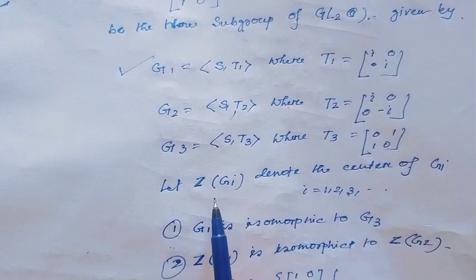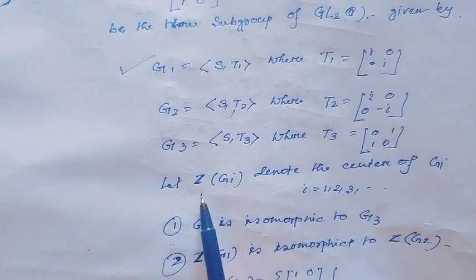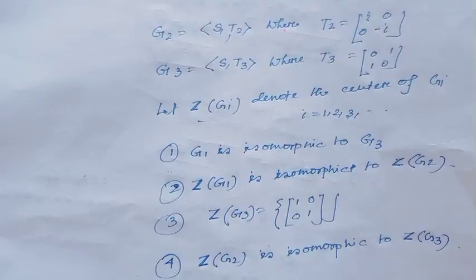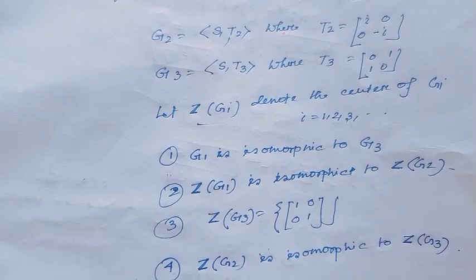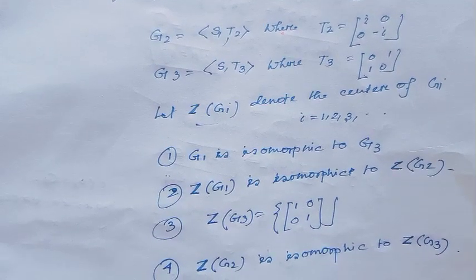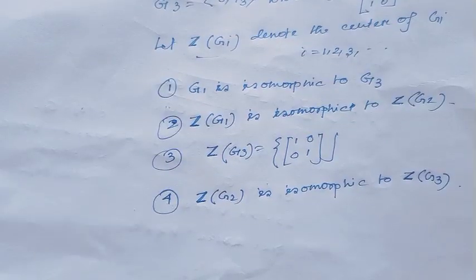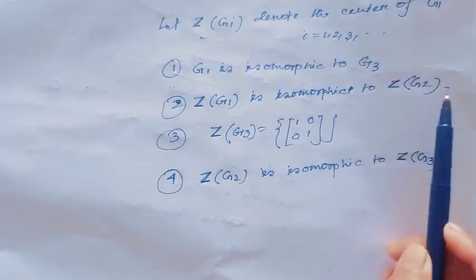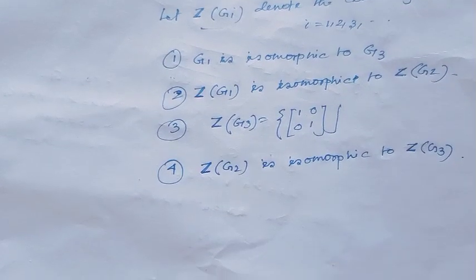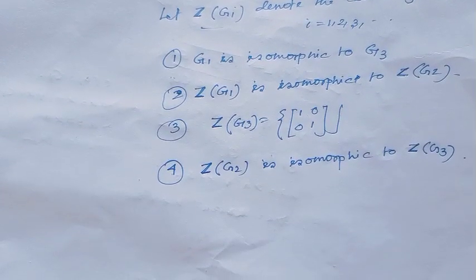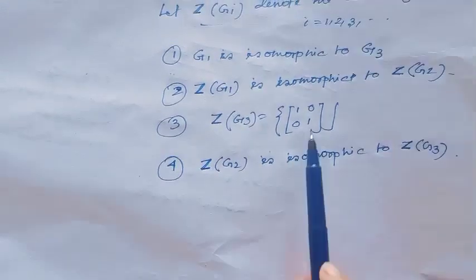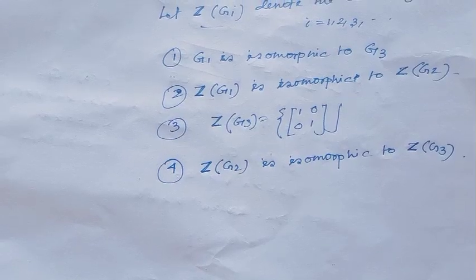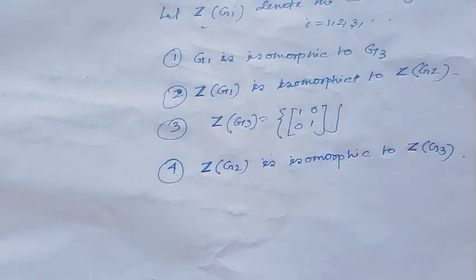And consider the center, denoted Z(Gi), the center of Gi, where obviously i equals 1, 2, 3. First option: G1 is isomorphic to G3. Second option: Z(G1) is isomorphic to Z(G2). Third option: Z(G3) equals the set containing only the identity matrix. Fourth option: Z(G2) is isomorphic to Z(G3).